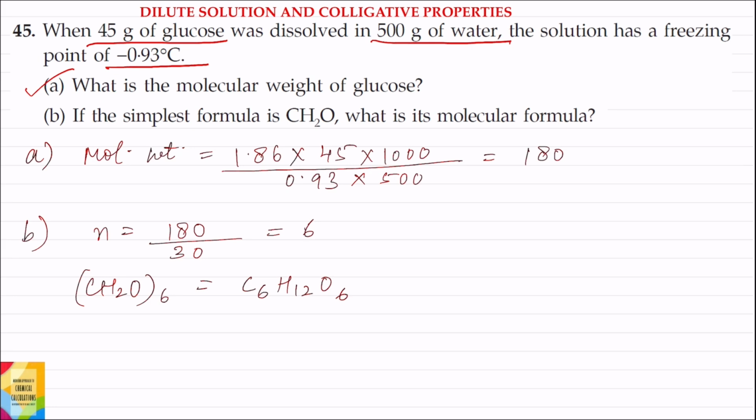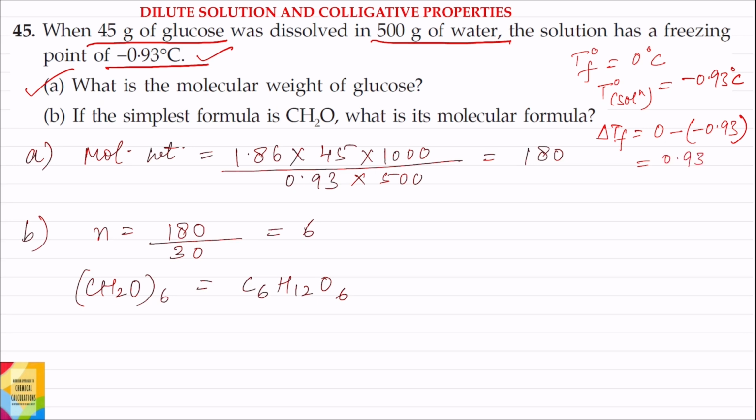सॉल्वेंट यहाँ पे वाटर है और प्योर सॉल्वेंट का फ्रीजिंग पॉइंट होता है 0 डिग्री सेंटीग्रेड. फ्रीजिंग पॉइंट ऑफ सोल्यूशन गिवन है, सोल्यूशन ऑफ ग्लूकोज इन वाटर, उसका फ्रीजिंग पॉइंट इज इक्वल टू माइनस 0.93 डिग्री सेंटीग्रेड. सो डिप्रेशन इन फ्रीजिंग पॉइंट क्या हो जाएगा? डिप्रेशन इन फ्रीजिंग पॉइंट हो जाएगा freezing point of pure solvent, that is 0, minus freezing point of solution, that is minus 0.93, and this is equal to 0.93 degree centigrade.